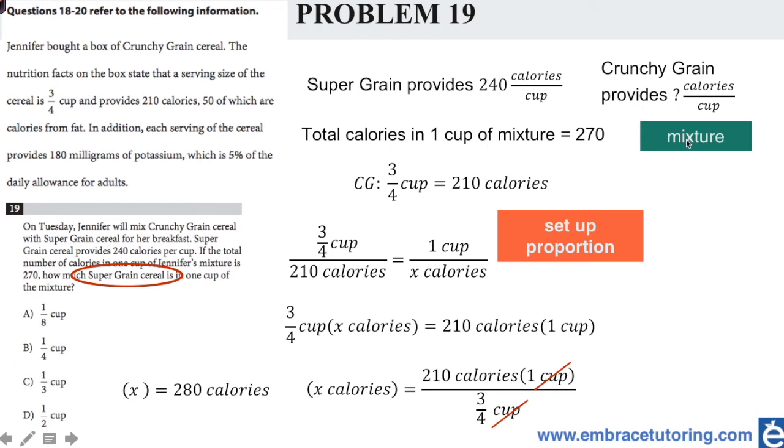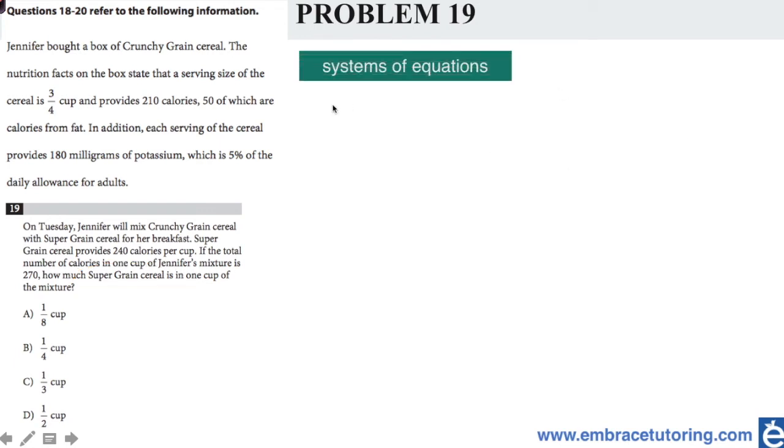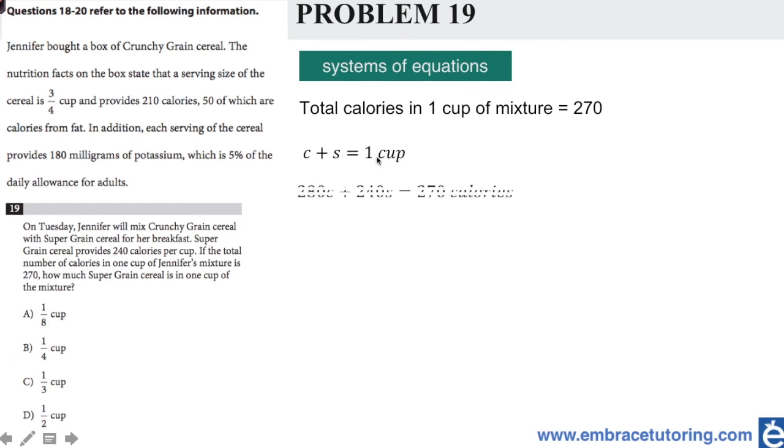Now what I'm going to do is combine my mixture. The way that I'm going to combine my mixture is by setting up a system of equations. The first equation I'm going to set up, understanding the total calories in 1 cup of the entire mixture, says if the total number of calories in 1 cup of this mixture is 270, this is my first major unit, 270 calories. But I also notice that I have 1 cup. So based off the ratios, the proportions, I'm going to have a certain amount of my crunchy grain cereal and a certain amount of my super grain cereal. Together this will give me 1 cup. And I need to figure out how much of this is the super grain cereal.